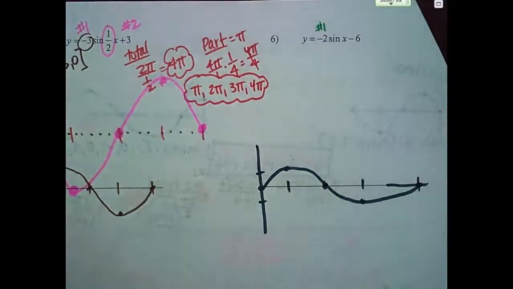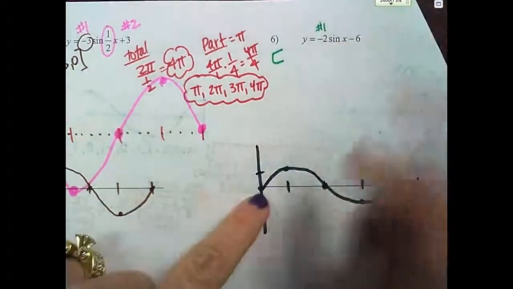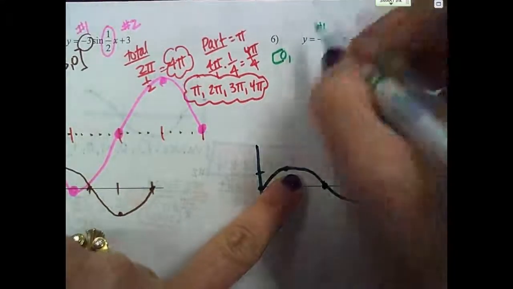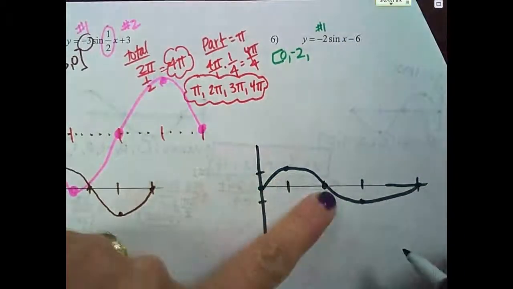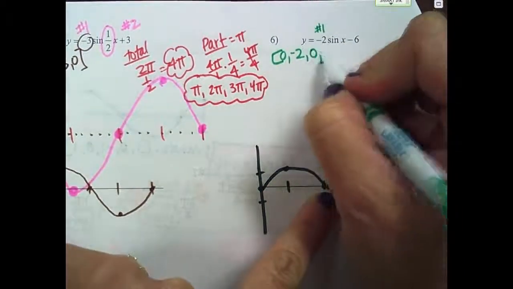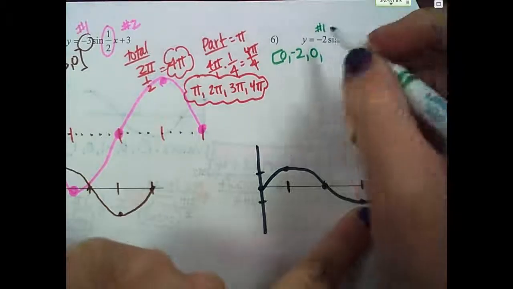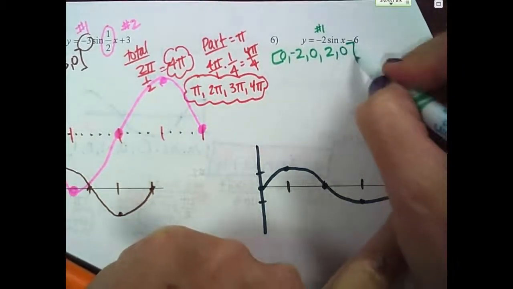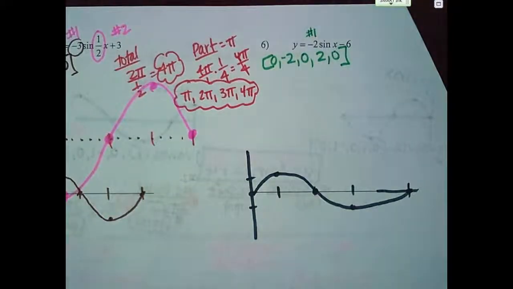And if you look up here, our amplitude normally is 0. So it's just 0 times -2. 1, which is now -2. 0 times -2 is 0. And -1 times -2 is +2. And then back to 0. 0 times -2 is 0. That's your amplitude.